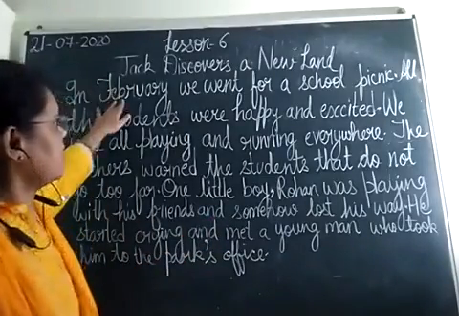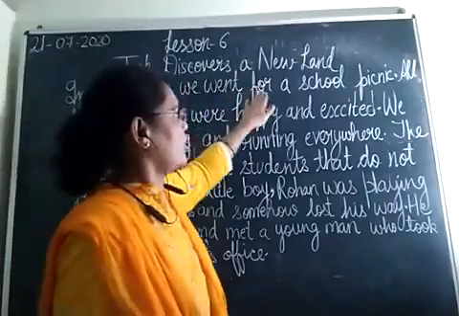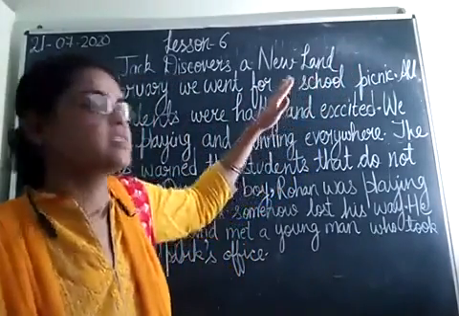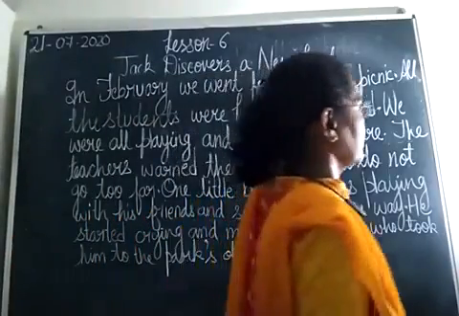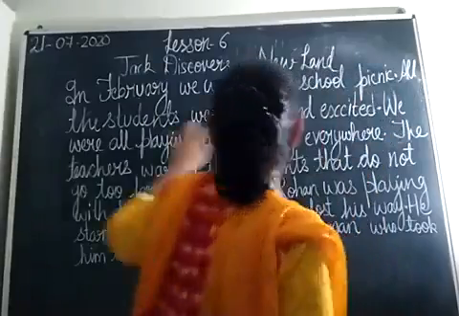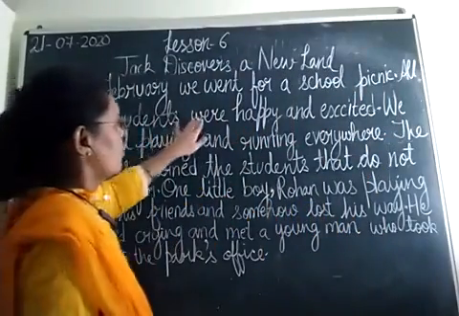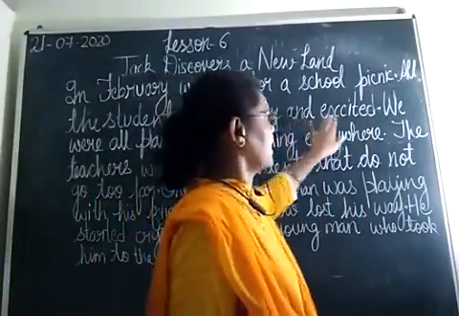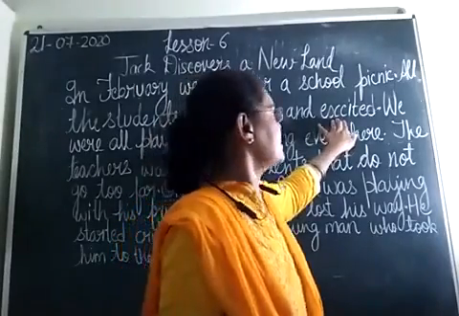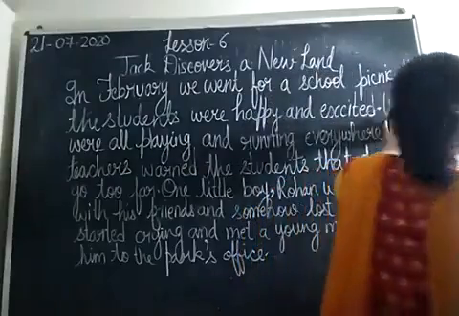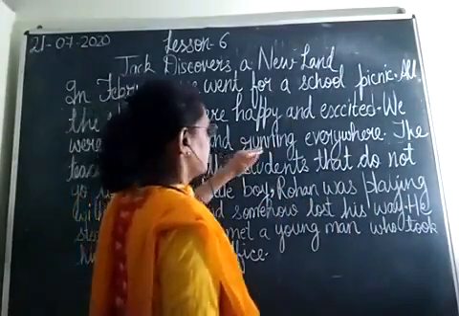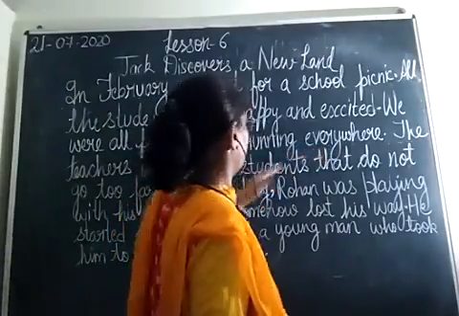So, in February, we went for a school picnic. Please ensure that you write all these spellings correctly. The spelling of picnic is P-I-C-N-I-C, full stop. All the students were happy and excited. The spelling of excited is E-X-C-I-T-E-D, excited. We were all playing and running everywhere.